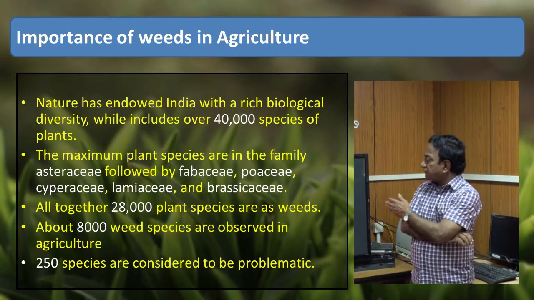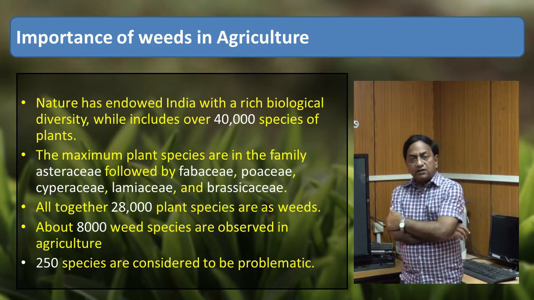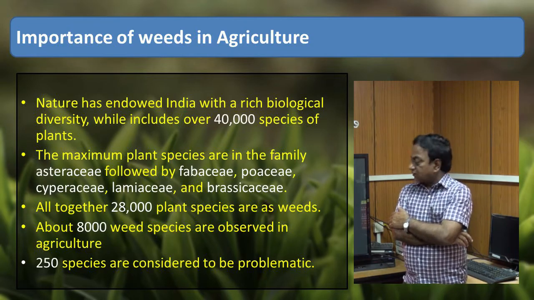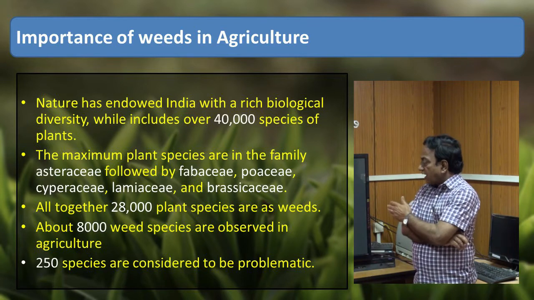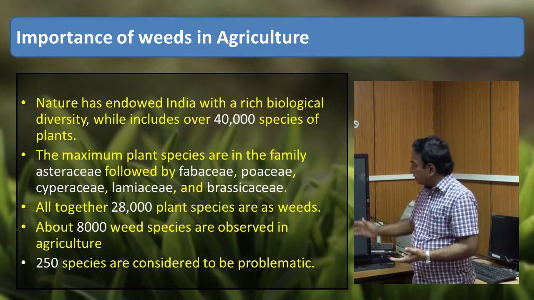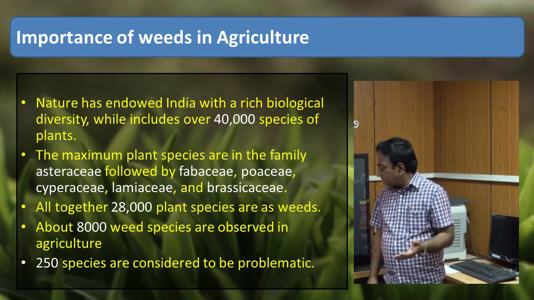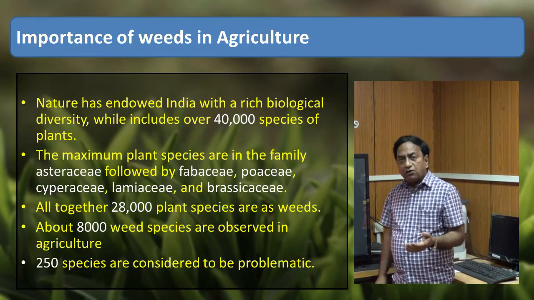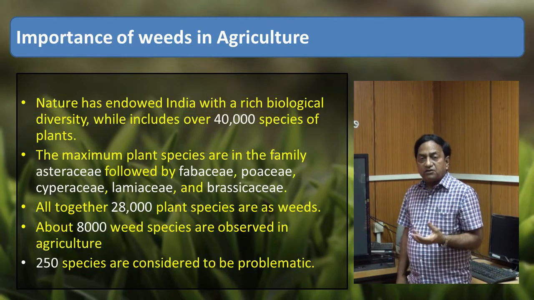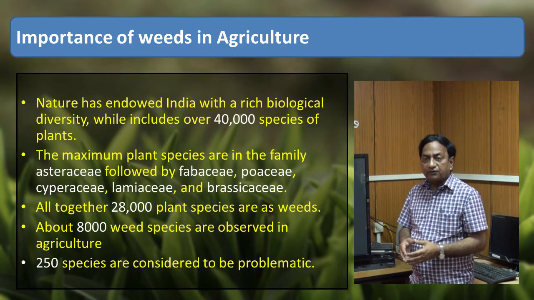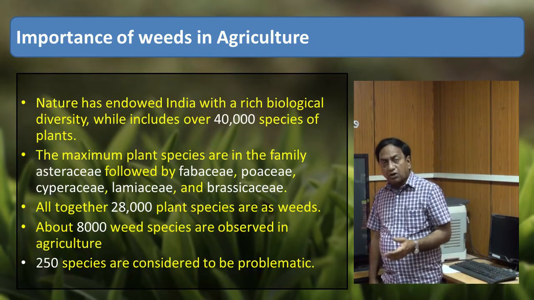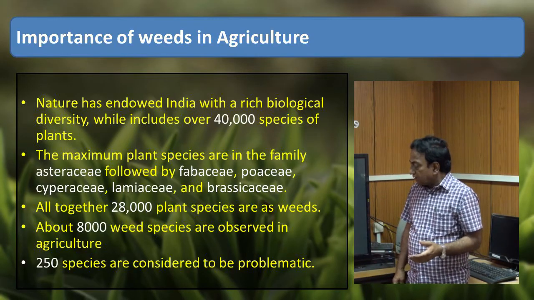Now, the importance of weeds in agriculture. In India there are about 40,000 species of plants in Indian biodiversity, and the maximum plant species are in the family Asteraceae, followed by Fabaceae, Poaceae, Cyperaceae, Lamiaceae and Brassicaceae. Altogether, 28,000 plant species are weeds. So you can imagine how large a proportion of the plant kingdom is weeds, and about 8,000 weed species are observed in agriculture.